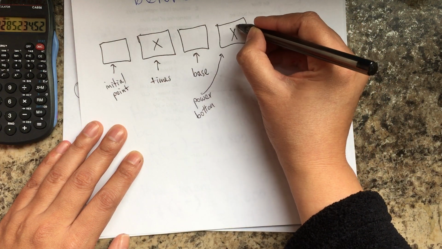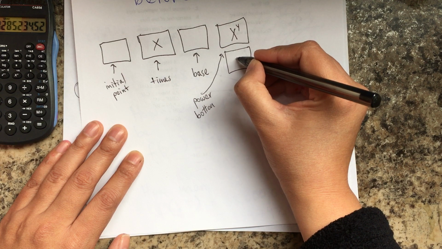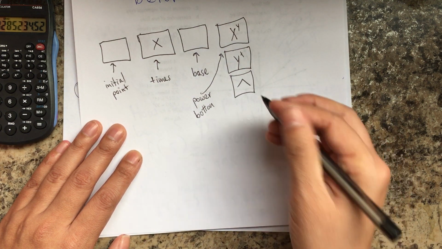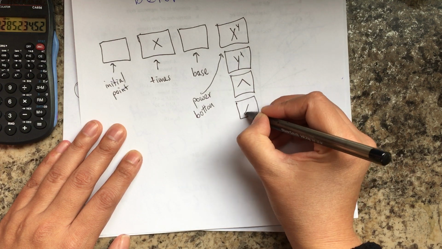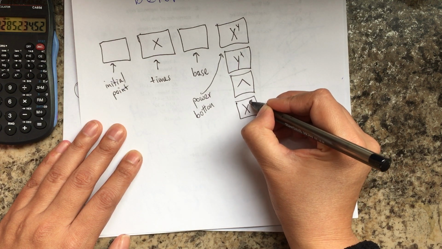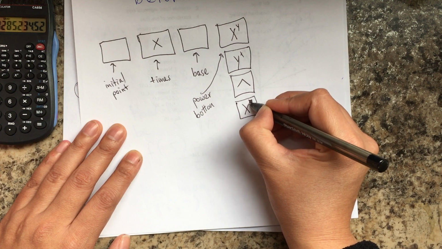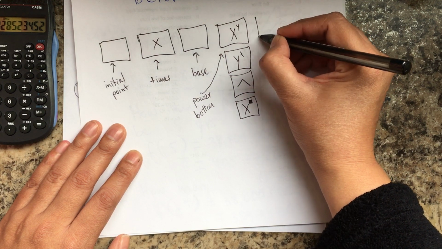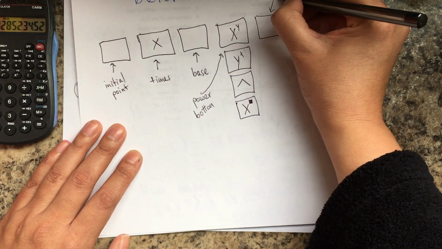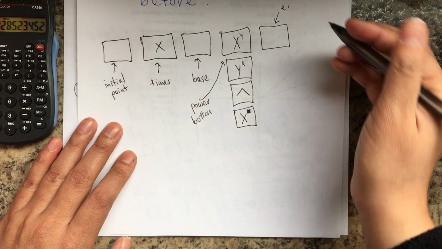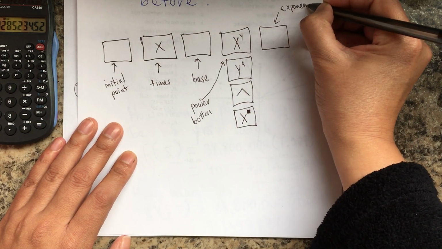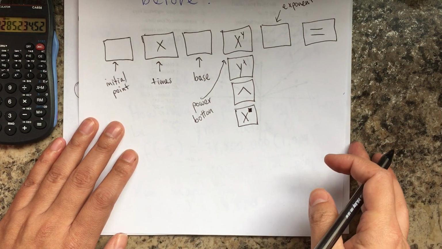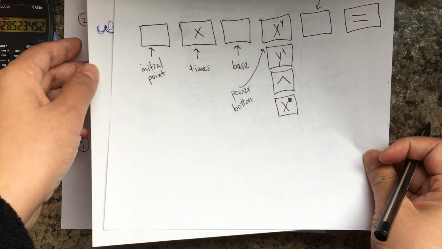It might be X to the Y, or it might be Y to the X, or it might be a little arrow like that, or an X to the, and then there's a little white square in there. So either one of these is going to be your power button. Then you're going to put the exponent, and then finally you're going to put the equal sign. So for the example that we used, I'll use the last one.